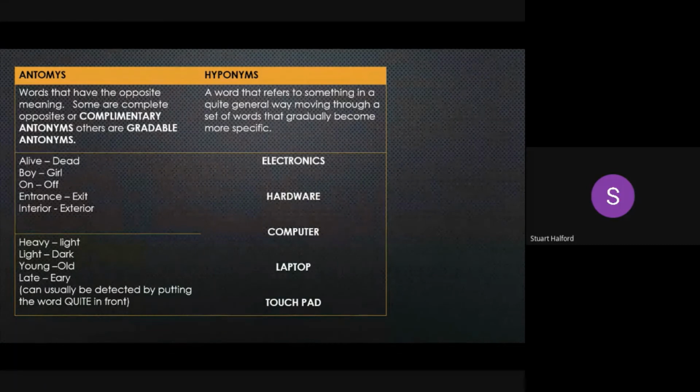Computers come in various different types. There are desktops, laptops, tablets. So we can move down into laptop, and we can get even more specific about laptops, and we can talk about the touchpad. So gradually we're moving through a set of words. Gradually it becomes more specific. And this is an example of what we call the hypernym.